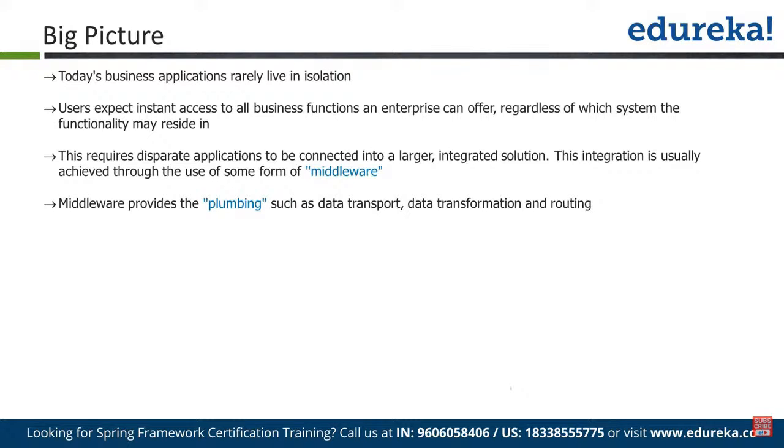Middleware provides the plumbing, such as data transformation and routing. This mechanism is provided by middleware so that two disparate applications can talk to each other without facing any issue in terms of technologies.